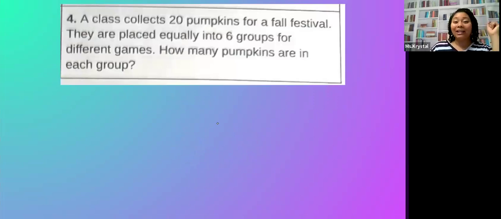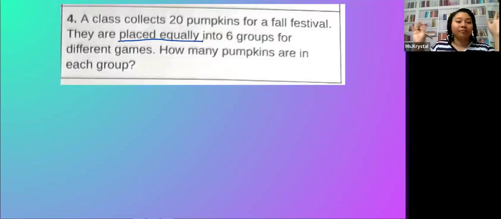A class collects 20 pumpkins for a fall festival. They are placed equally into six groups for different games. How many pumpkins are in each group? I love these words, "placed" and "equally." That's like telling us we're doing division, right?